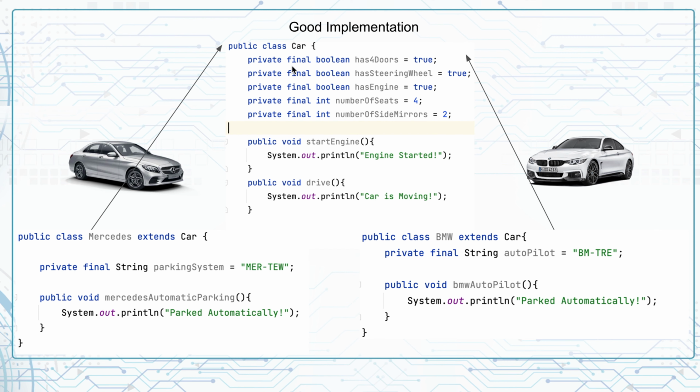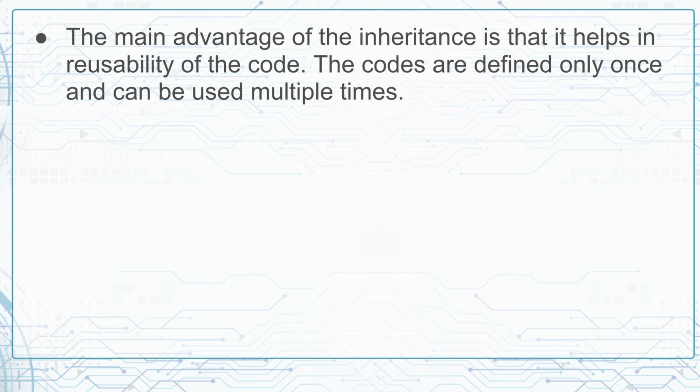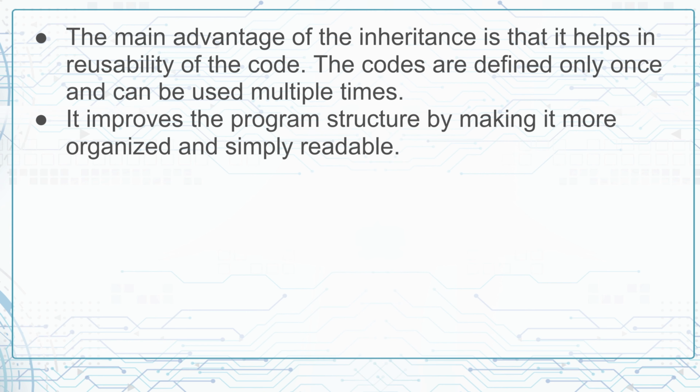Now you're not repeating yourself, you only write the attributes one time, and now you are using it. Once you extend and start the inheritance, you have access to all the properties and methods of that class. The main advantage of inheritance is that it helps in reusability of the code. The code is defined only once and can be used multiple times. It improves the program structure by making it more organized and simply readable.